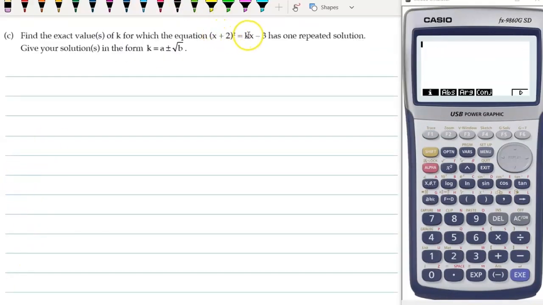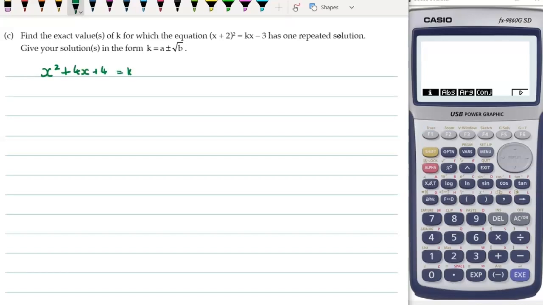For part C, we need to get this expression into a more standard looking quadratic. And then we can find the discriminant and set it equal to 0 to make one repeated solution. So let's expand that bracket. On the left, we've got x squared plus 4x plus 4 is equal to kx minus 3. So then x squared plus 4 minus k will be the coefficient for the x, and then 4 plus 3 for the constant, like this.